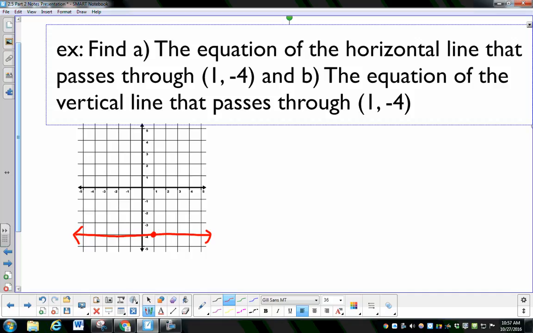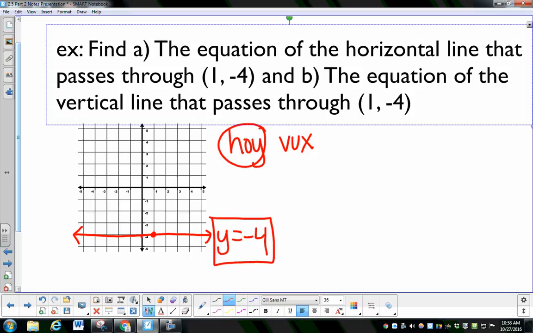Now we know how to write the equation of a horizontal line, right? Do you remember HOY VUX? So HOY means we just write y equals. So we hit that y-axis at -4. So I just write y equals -4. Now if you noticed, all I had to really do was look at the point and I just picked out the y value and I wrote y equals that. And that's the horizontal line.